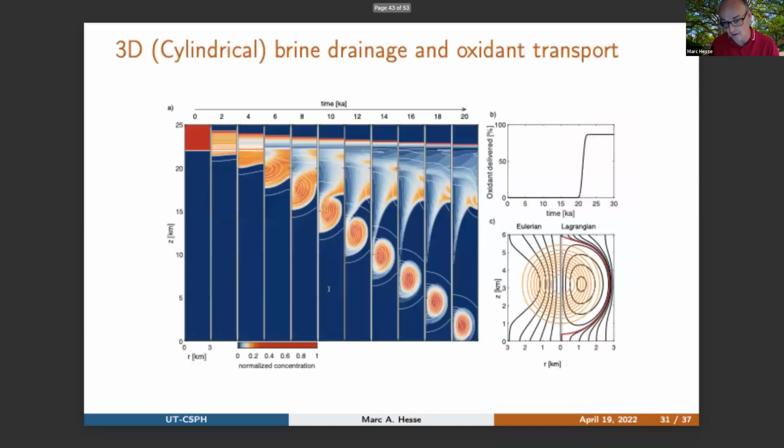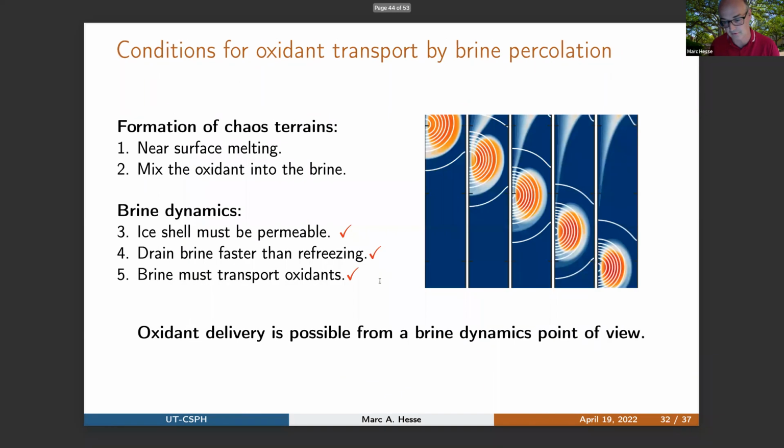Now, one thing: this image here is only 3 kilometers radial. These chaos terrains can be thousands of kilometers across. So don't imagine a single one of those forming, but more of many of these mushrooms growing downward from underneath one of these terrains. So from a pure brine dynamics point of view, the oxidant delivery is certainly possible.